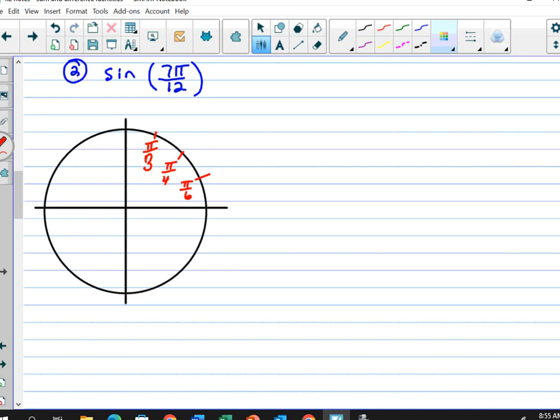12. So pi over 6 is 2 pi over 12. What's pi over 4 going to be? 3 pi over 12. And what's pi over 3 going to be? 4 pi over 12. Do you see any of them that you could add together to get 7 pi over 12? 4 and 3.